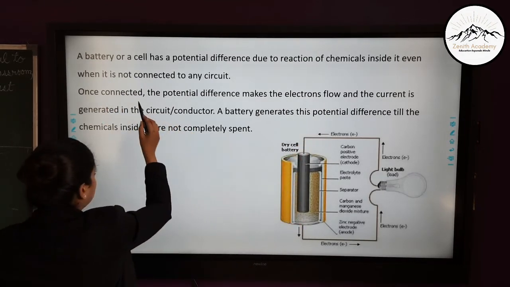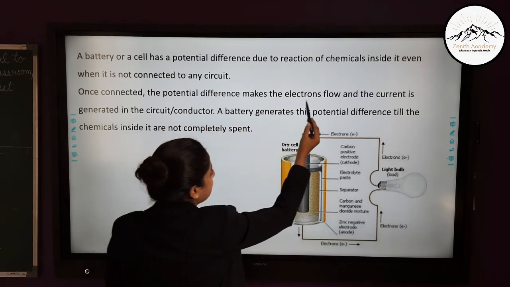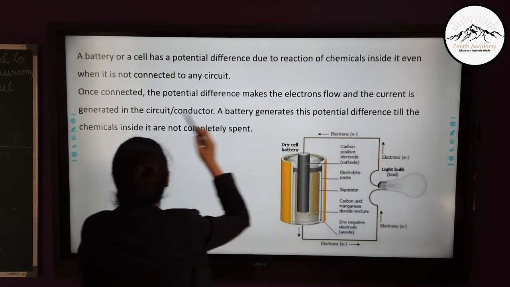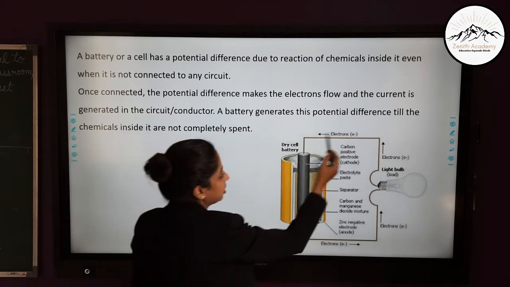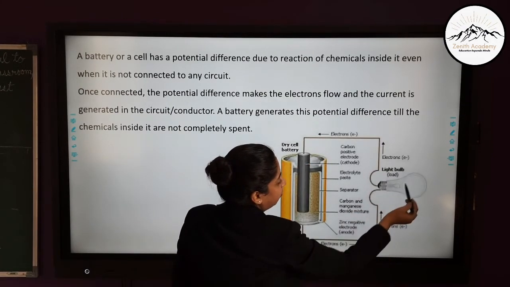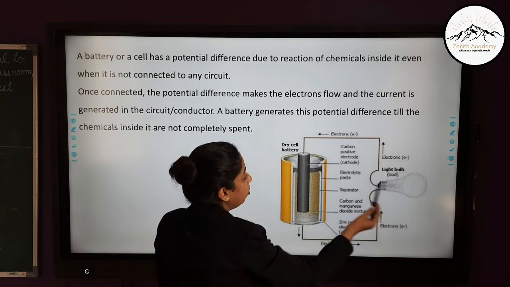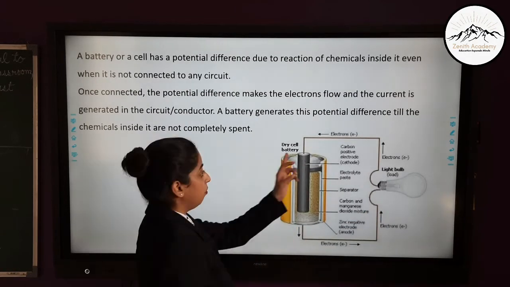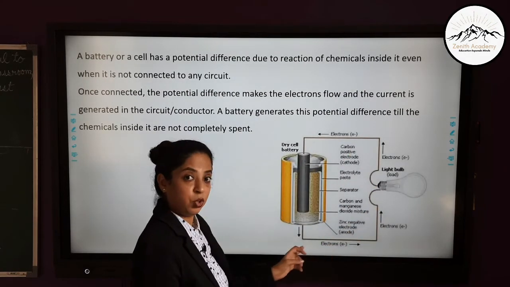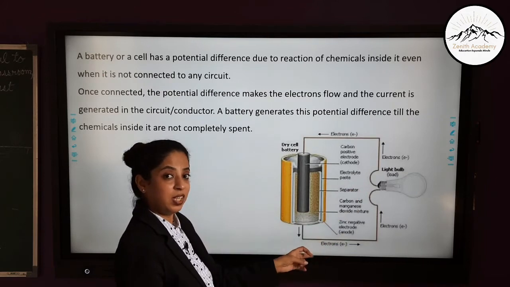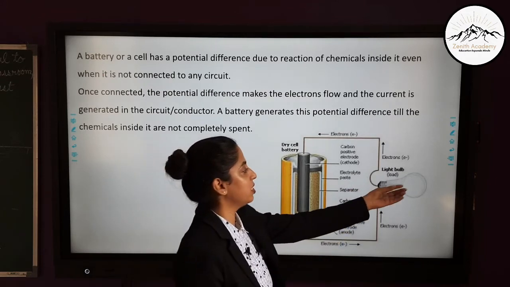Now once connected, the potential difference makes the electrons flow and the current is generated in the circuit. Once it is connected in the circuit, you see this bulb will start glowing, because now the potential of this battery will force the electrons in the circuit to move, and when the electrons start moving, the current starts moving and you can see the bulb glowing.